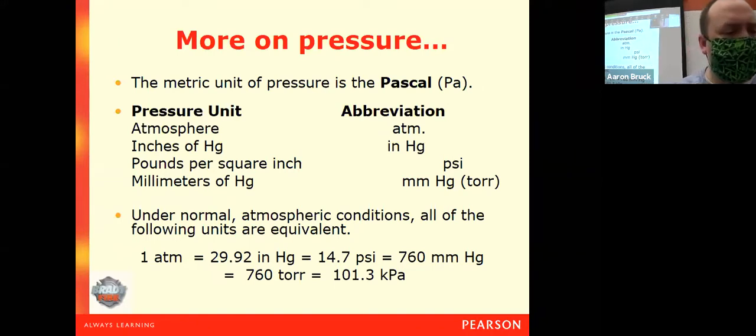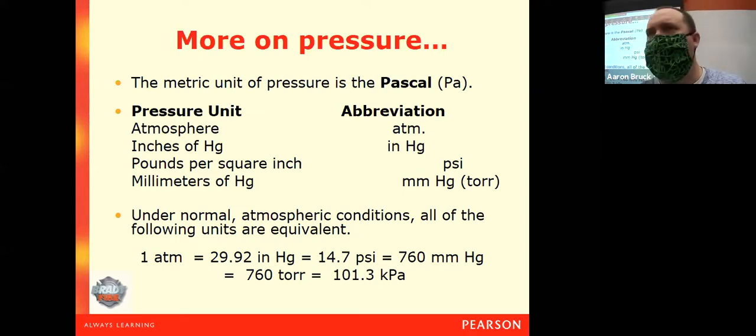We also use PSI, although that's usually for more commercial kinds of applications. Again, things like tire pressure, gauge pressure for gas cylinders, those kinds of things. The metric equivalent is the millimeters of mercury, sometimes referred to as the torr, as kind of a hat tip to Torricelli and his contributions to the science.